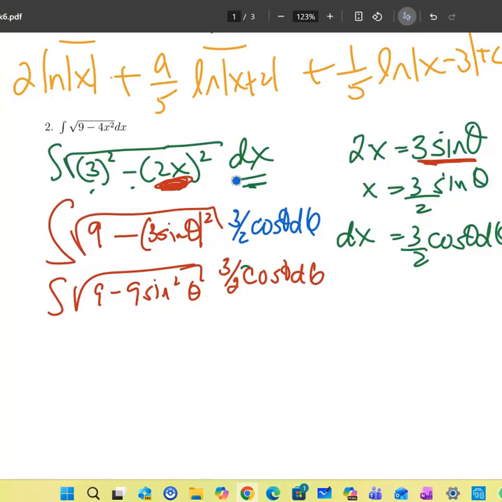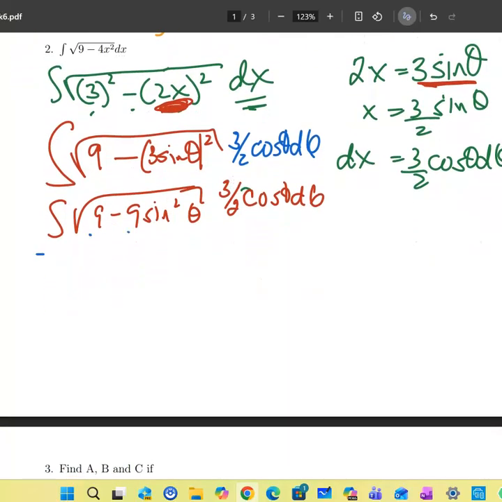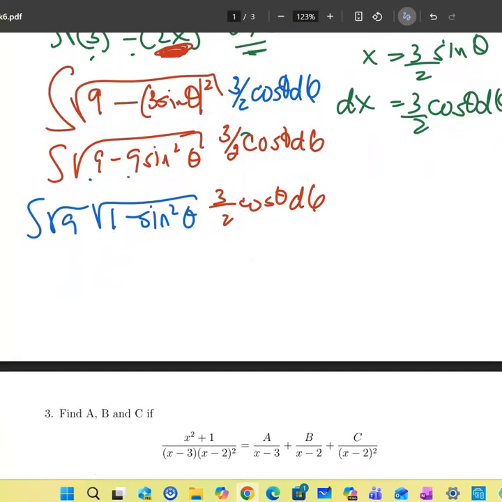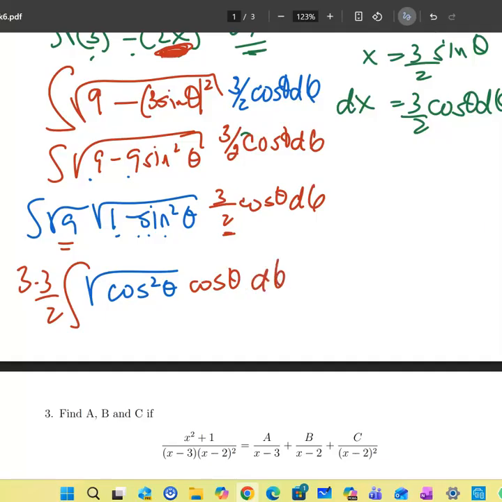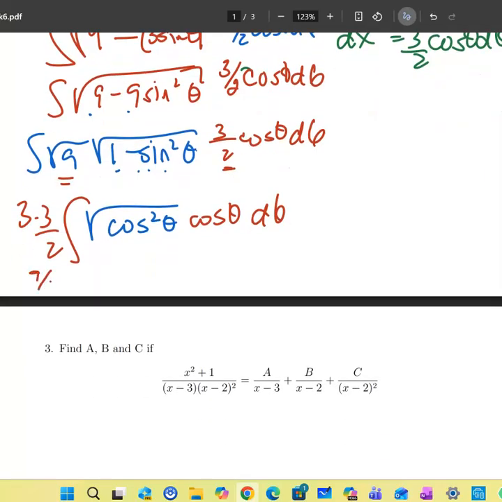Okay, so let's think about this here. I can factor out the root 9, and inside the radical I'd be left with 1 minus sine squared, and then this still carries along. You know that root 9 is 3, and I'm going to pull this 3/2 outside just to get rid of the numbers. Inside the radical, 1 minus sine squared is cosine squared. This cosine carries along, and let's carry this 9 over 4 here.